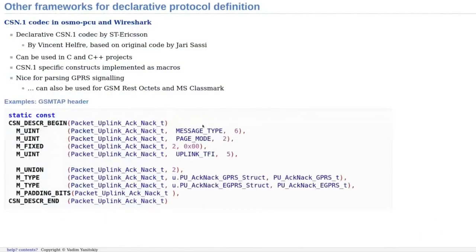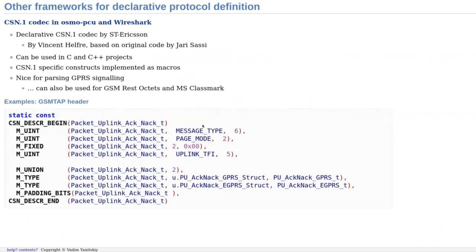And another example is the CSN1 codec in OsmoPCU and in Wireshark. This is also a declarative CSN1 codec by Ericsson. And you can use it from C and C++. Mostly for CSN1 only. There are no basic elements. Actually, I think you can implement simple protocols on top of it, but it's a very domain-specific framework, and mostly nice for parsing GPRS signaling, but can also be used for parsing GSM Rest Octets that we currently implement in an imperative approach in libosmocore. And also for the mobile station classmark, where the mobile station indicates all possible, potentially, actually, not potentially, but actually supported features.